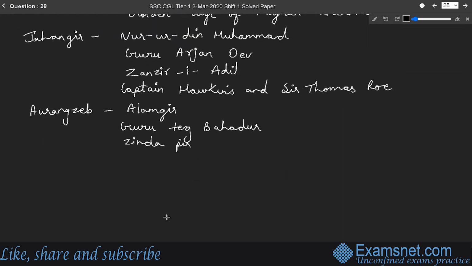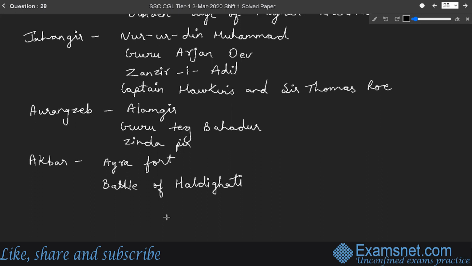The fourth option is Akbar. We all know very well about Akbar. He was a great emperor. His famous monument was Agra Fort. And Second Battle of Panipat was fought during his rule. He also fought Battle of Haldighati, which is a very known battle to many of the people.